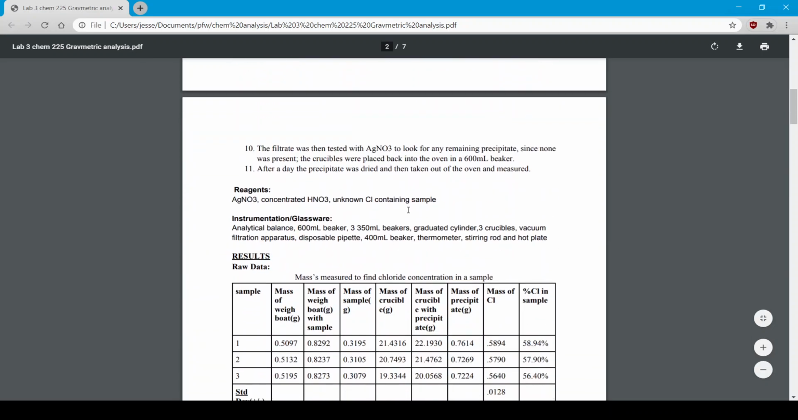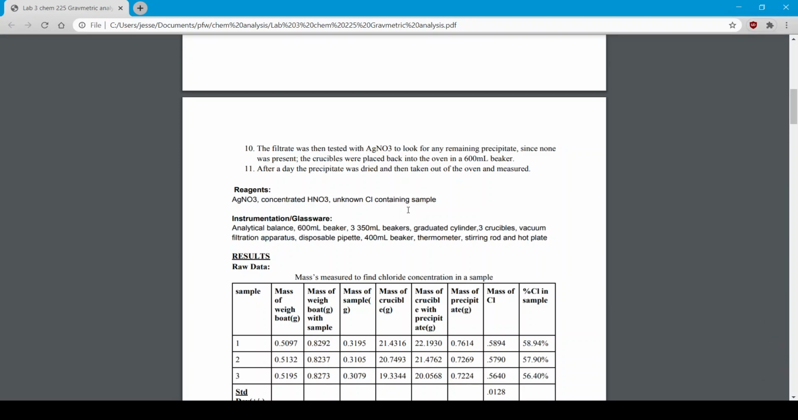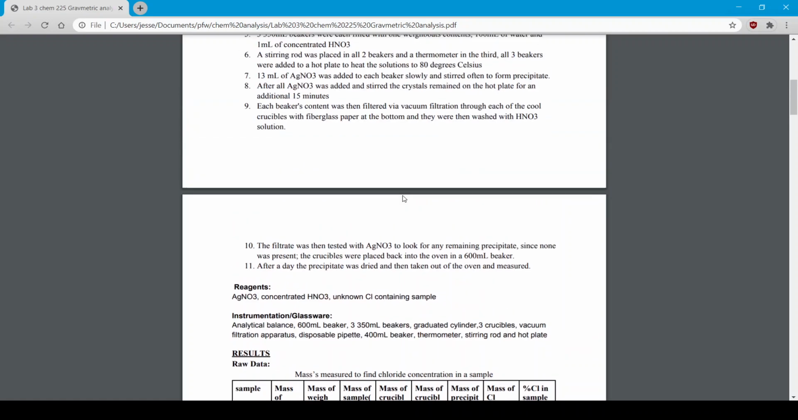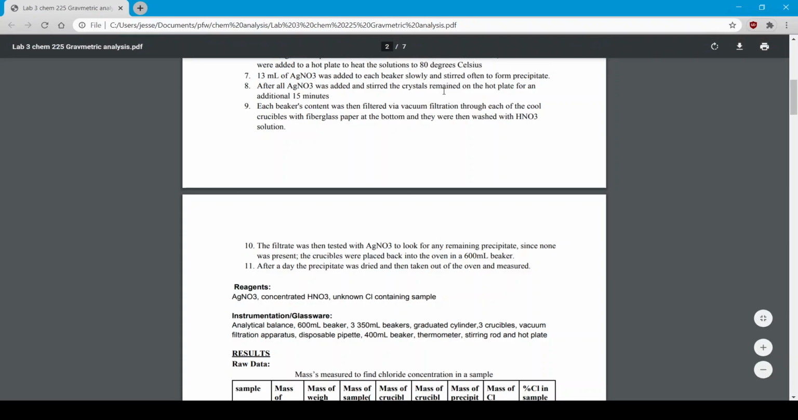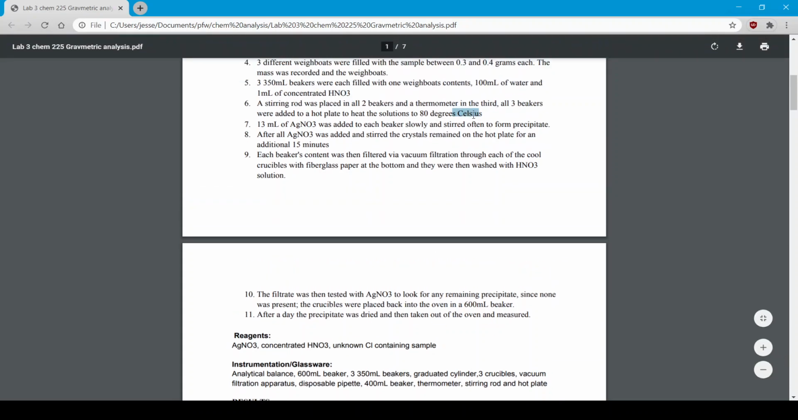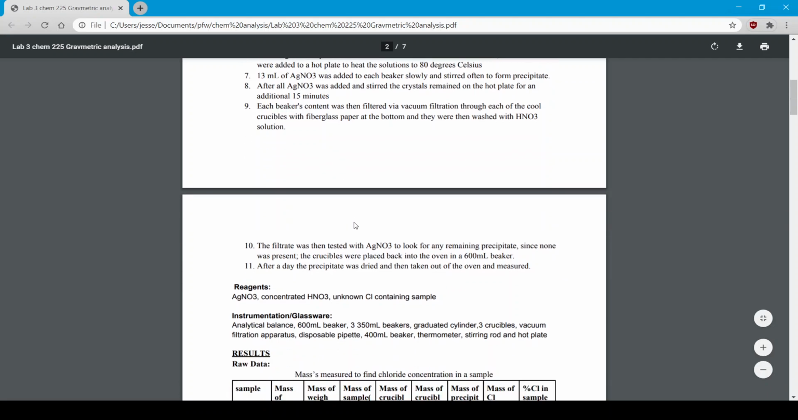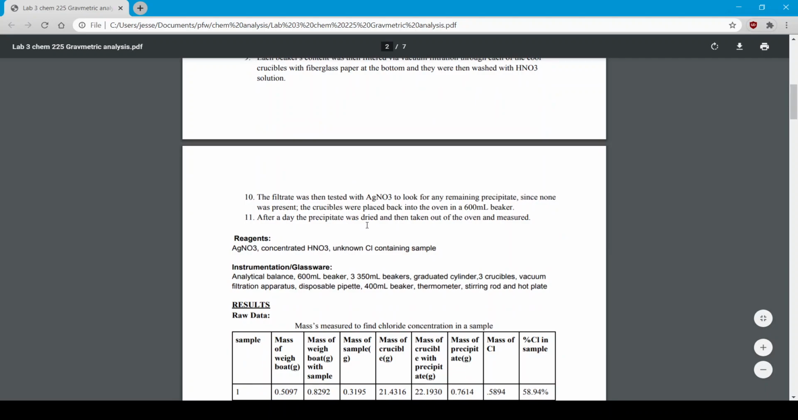So after you have explained the procedure step by step from the beginning of your lab to the end of the lab, it's also important that you mention specifically what you used: what reagents, what glassware, units. I put Celsius, not Fahrenheit, milliliters, not liters, grams, specifically everything, because you want to be as methodical and accurate as possible in your lab report.